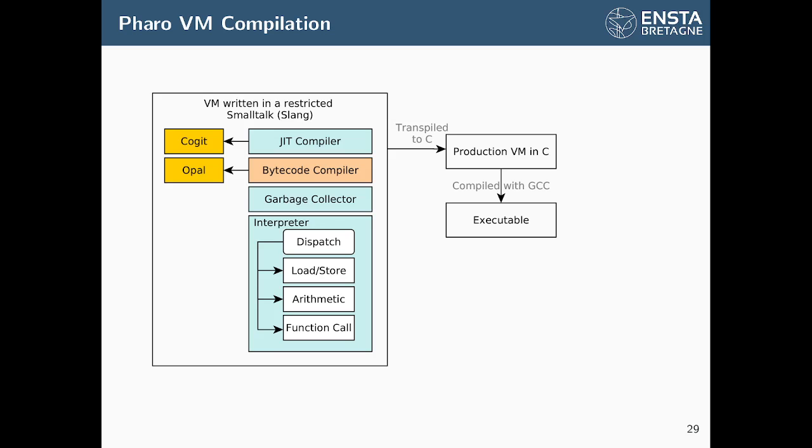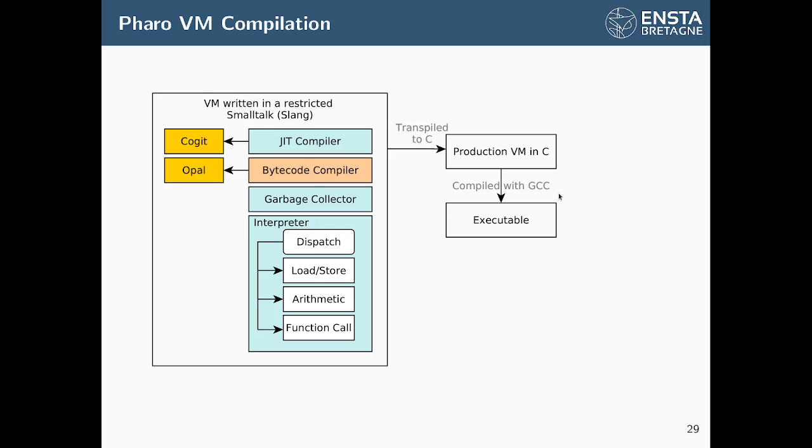So the Pharo VM compilation chain is as follows. You'd have a VM that's written in restricted Smalltalk, so Slang. That would be transpiled to C. So you'd have your production VM in C, and then it will be compiled with GCC into an executable that you can deploy on the architecture that you target.